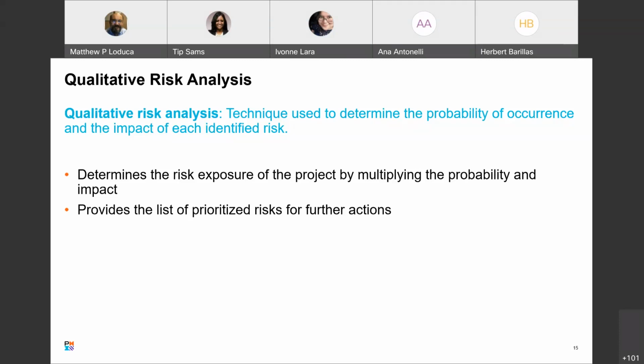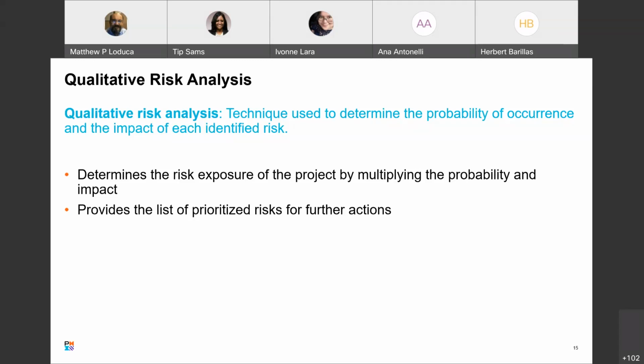So we want to qualitatively analyze the risk. Generally speaking, it's probability times the impact, and generally we make that impact a dollar impact. But it might be a time impact. If the risk is schedule, you can identify that. It's going to hit your schedule by this many hours. Overall the probability is minor, but it's a lot of hours that it's going to cost us. But essentially you're multiplying the probability and the impact, and it provides a list of prioritized risks for further action.